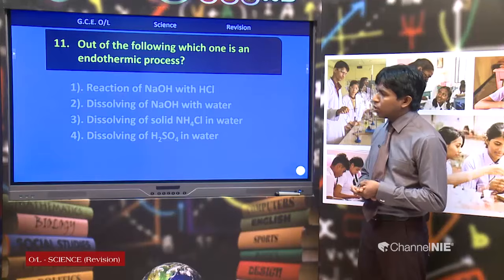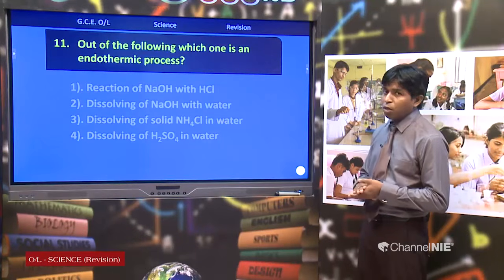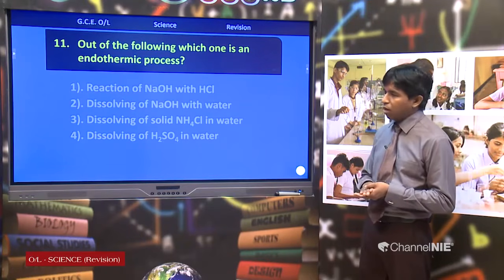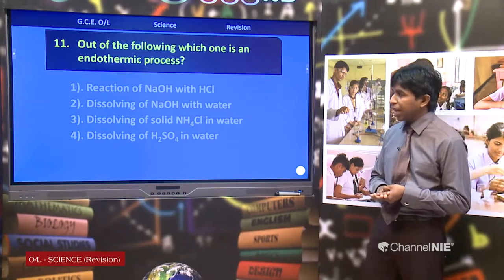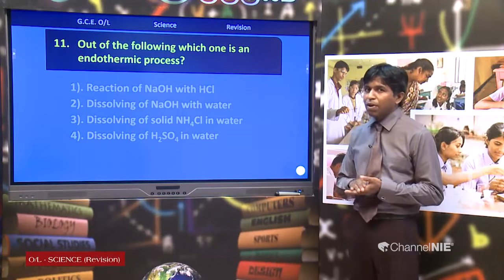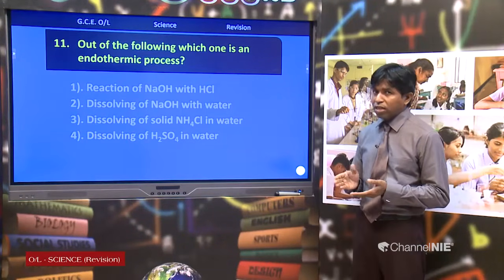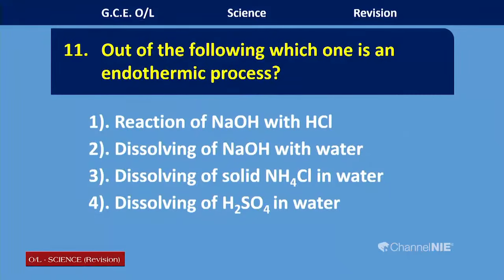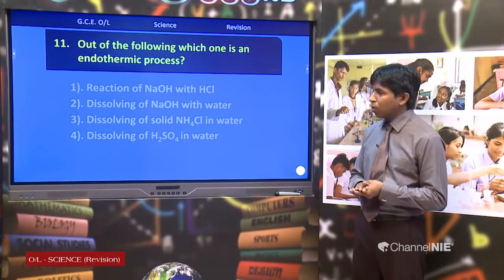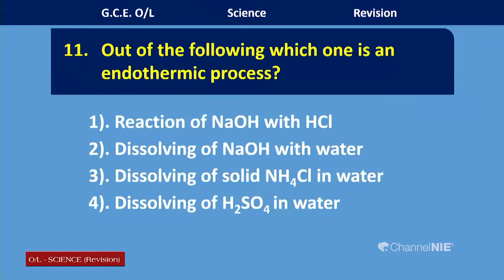Second one, dissolving sodium hydroxide in water. When you dissolve a base in water, heat is given out. Therefore, dissolving sodium hydroxide in water is exothermic. When you dissolve an acid or a base in water, heat is liberated. Therefore, dissolving both acids and bases comes under exothermic processes. Number 3, dissolving solid ammonium chloride. What is ammonium chloride? NH4Cl, it is an ionic compound.